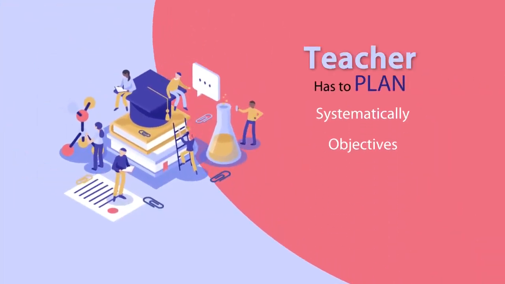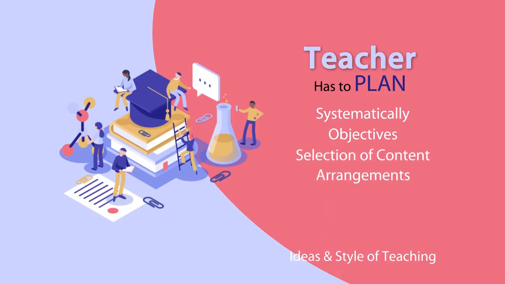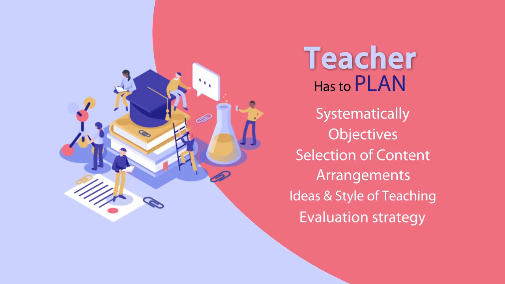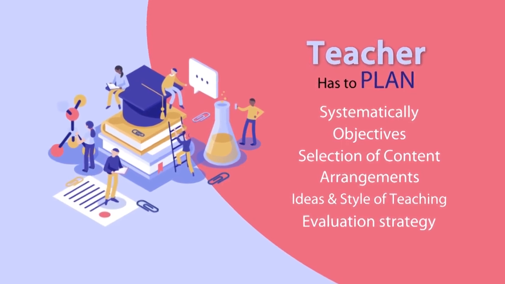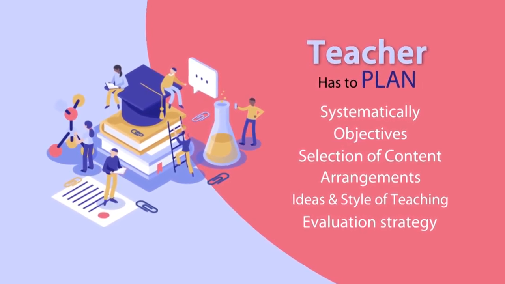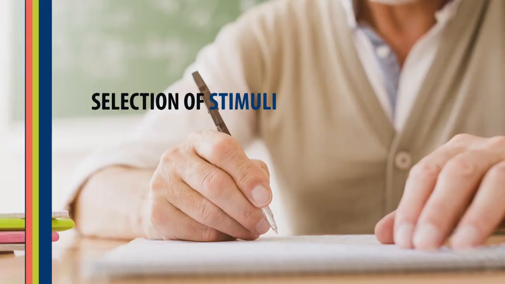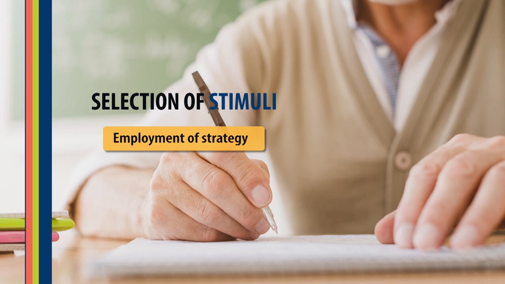We plan our objectives, we plan our selection of content, we plan arrangement of ideas and style of teaching, we plan our evaluation strategy, we plan the overall teaching strategy, and accordingly we have to diagnose the learner when we go to the classroom. So this is classroom teaching execution. So we have to select appropriate stimuli, we have to effectively implement our strategy, and we have to continuously give them feedback and reinforcement. And teaching doesn't end there. Teaching continues thereafter.